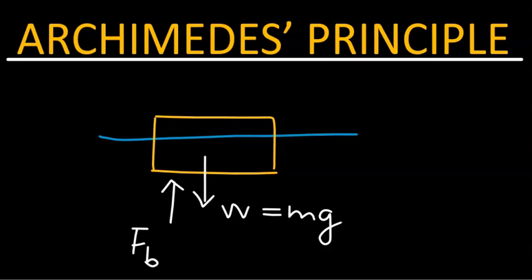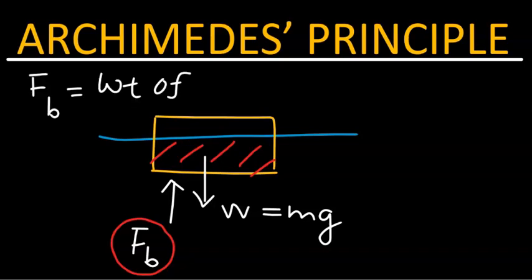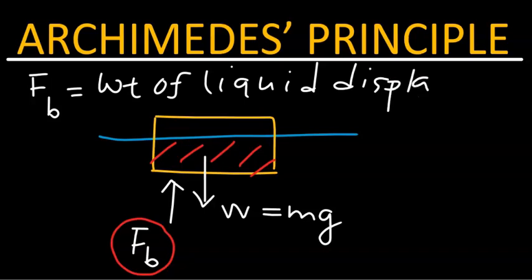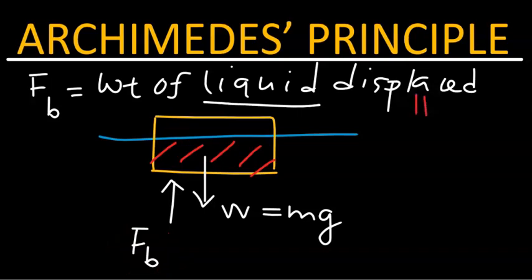Archimedes' principle puts a value on this buoyant force. It simply states the value of the buoyant force acting on this object is the same as the weight of the liquid displaced by this object. So weight of liquid displaced by this object. The magic word is the weight of the liquid. So how do you get the weight of the liquid displaced?